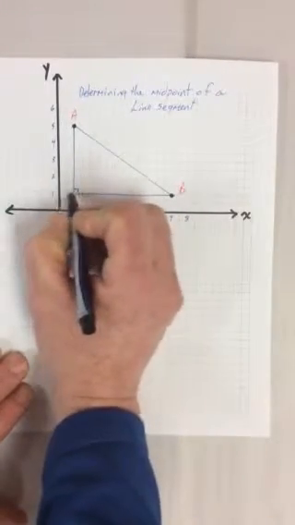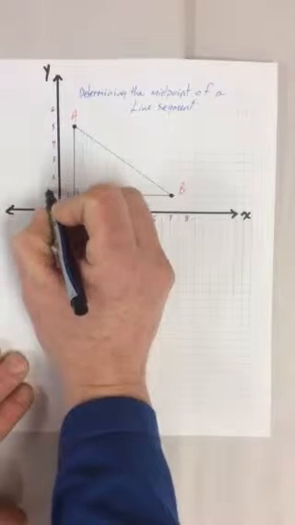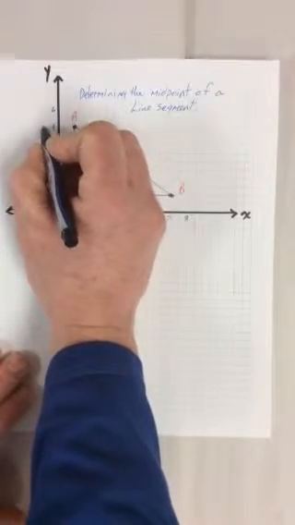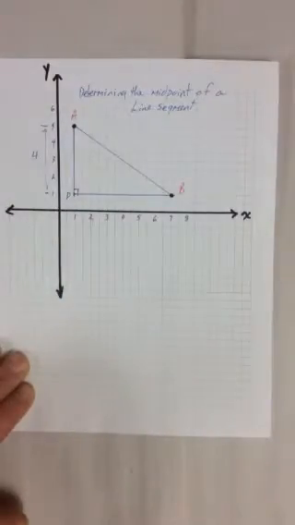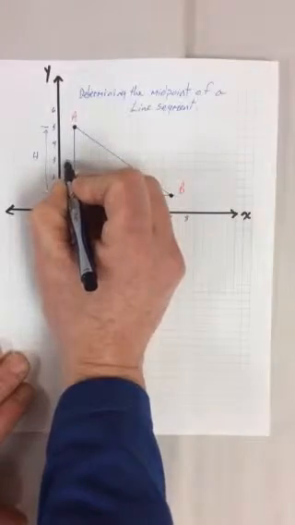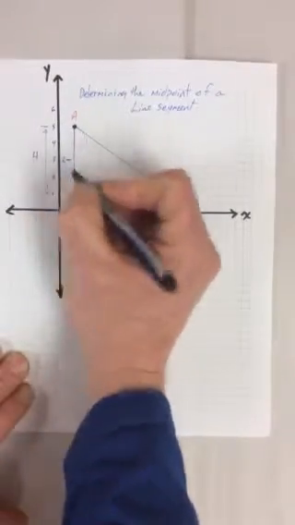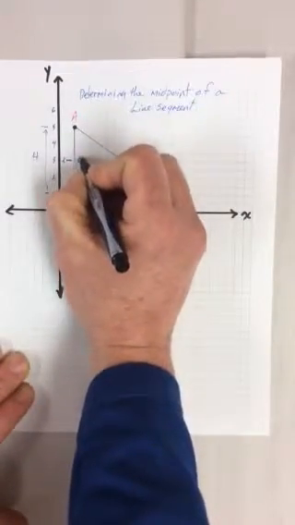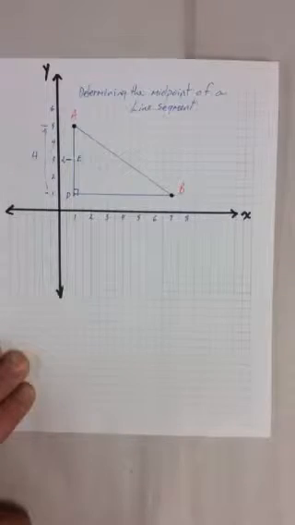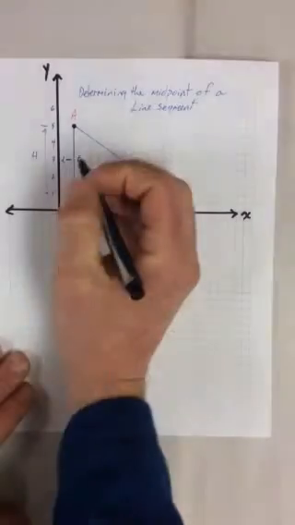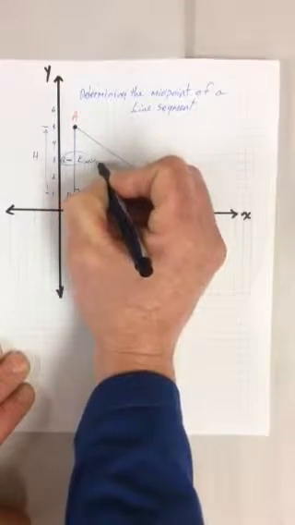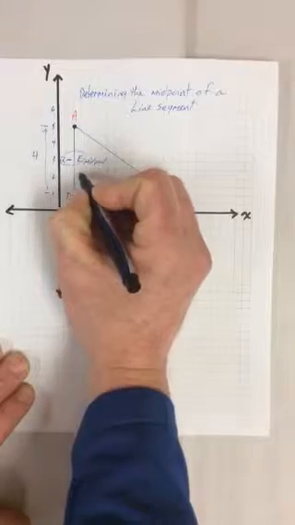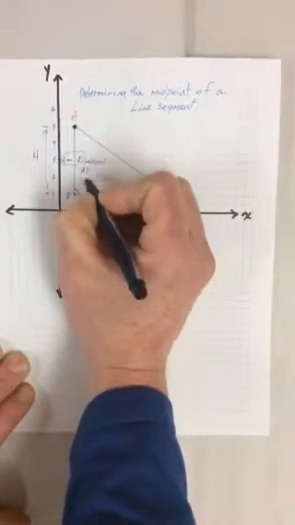I'm going from 1 all the way up to 5. So that total distance is 4. Halfway is 2. So that's the midpoint, and we'll call that E. So the midpoint between A and D is E. Midpoint right there. Midpoint between A and D.